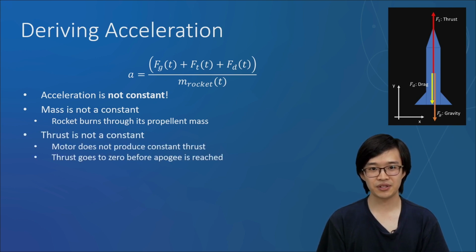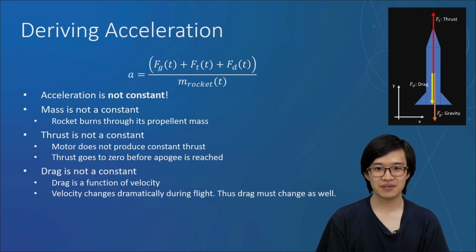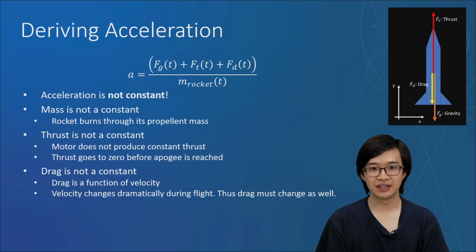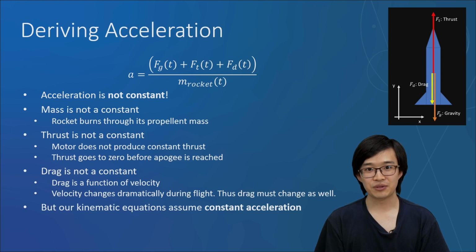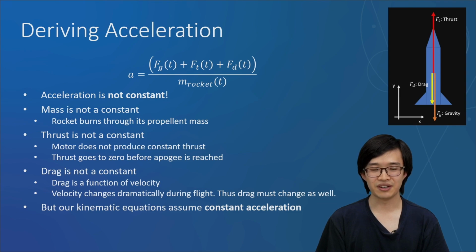Thrust is also not a constant. If you look at a motor's thrust curve, you can see that the thrust output varies throughout the flight. And that thrust goes to zero well before apogee is reached, resulting in quite a big change in the rocket's acceleration. Drag is also not a constant. Drag is a function of velocity. Imagine putting your hand out in a car window at 20 miles per hour versus 60 miles per hour. The force you would feel from the wind is wildly different. And the velocity of the rocket changes dramatically during the flight, so different amounts of drag are experienced throughout the flight. This spells trouble for us, since the two kinematic equations we introduced earlier on assume that acceleration is constant.